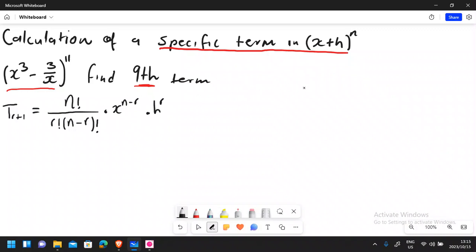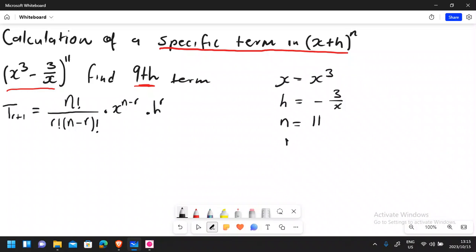Equating the values then. So we know that based on this formula and our statement here, we need to equate from this expression. So we know that x is going to be x to the power of 3. H in this case now is negative 3 over x, right? And then we know that n is the exponent, which in this expression is 11.